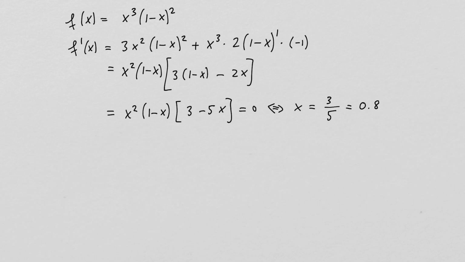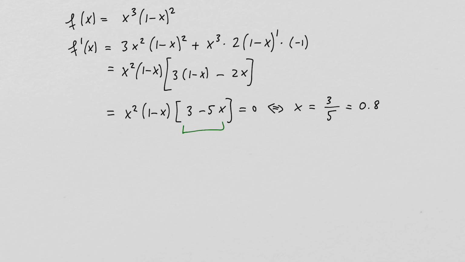Let's gather up some common terms. We have here the term x squared, and it seems that we can take this 1 minus x also as a common term. Let's gather them here. Then in the brackets what we will have is this term, and from the second term we'll get minus 2x. And we can simplify a little bit.